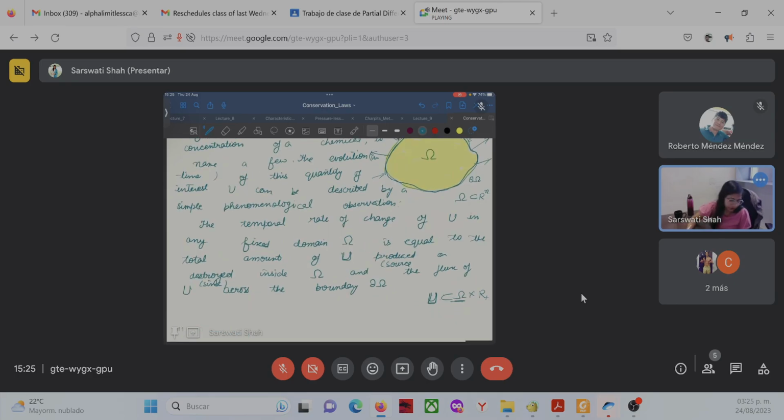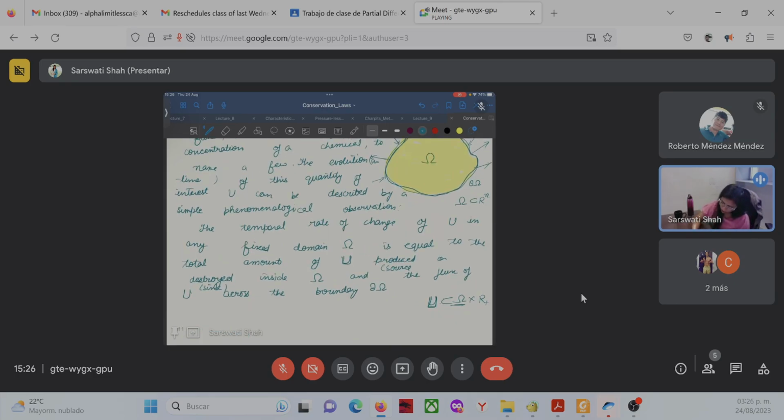So boundary del omega, that is the change in u. Now here I am defining that the temporal rate of change of u in any fixed domain omega is equal to the total amount of u produced or destroyed inside omega, and the flux of u across the boundary. Flux is defined on the boundary because we are talking about the magnitude of the volume which passes the boundary, which is defined on the surface. It is not inside.